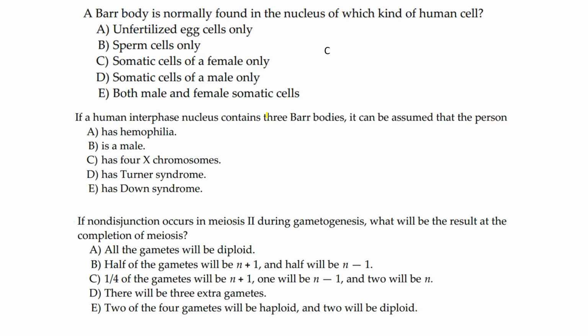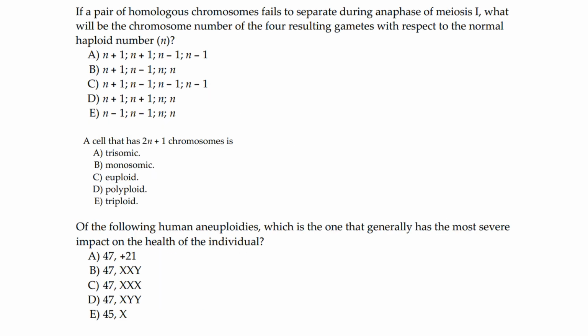Human has 3 Barr bodies. It must have 4 X chromosomes, because 1 X chromosome will be activated and the other 3 will be deactivated. So 3 deactivated X chromosomes means 3 Barr bodies. If you understood the diagram which I explained earlier, the animation, you should be able to do this one.